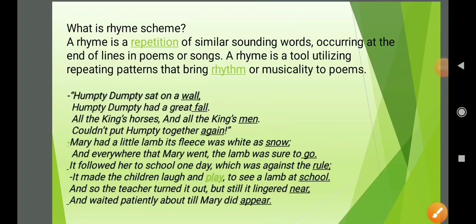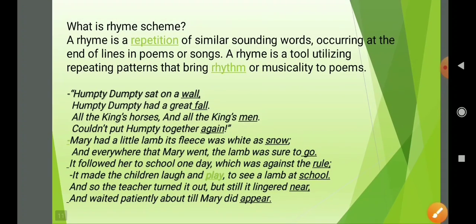Now we will see the rhyme scheme in the next poem. Next example, Mary had a little lamb, its fleece was white as snow. Next line, and everywhere that Mary went, the lamb was sure to go. First line it is snow, and the second line it is go. You can write it here A and A.